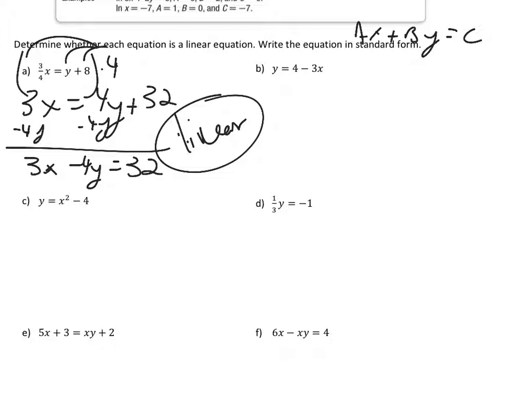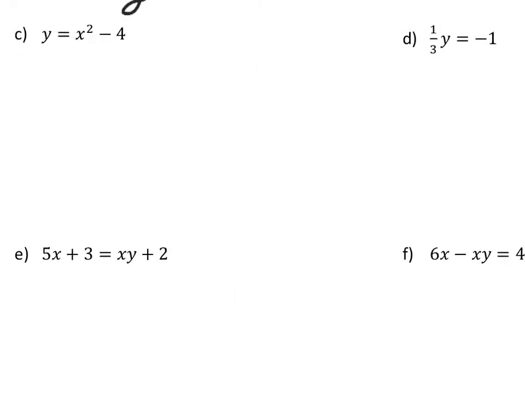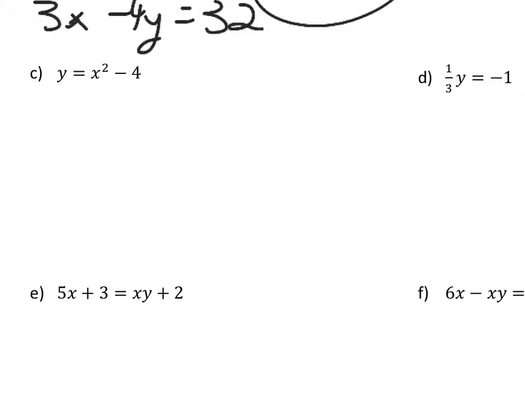Please try letter B on your own. We're going to slide down to letter C. All right, letter C. y equals x squared minus 4. We have never had x squared for linear. This is nonlinear. If I wanted to make sure, I could pull out my graphing calculator and type that in. If I do that, I would get something that looks like this letter U, called a parabola, and that's nonlinear.